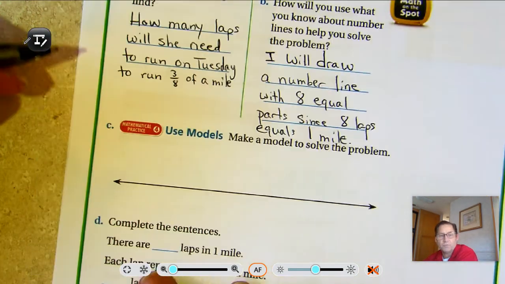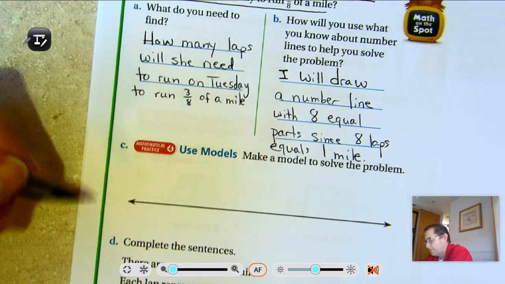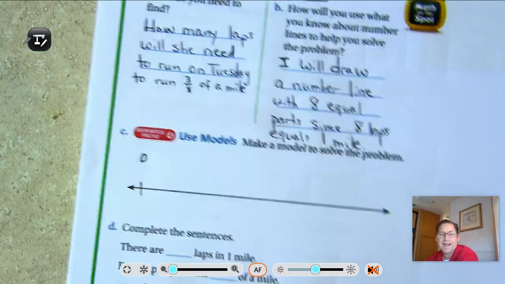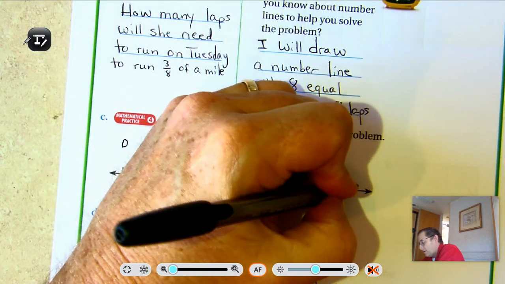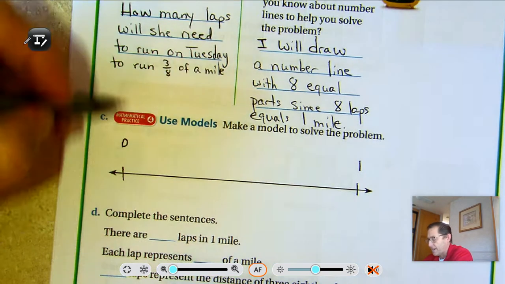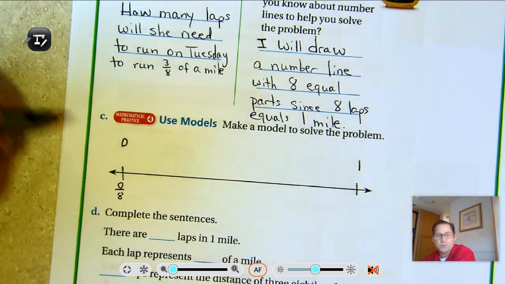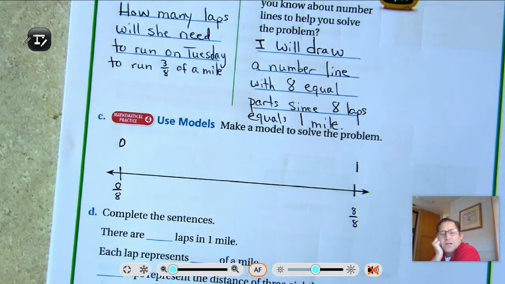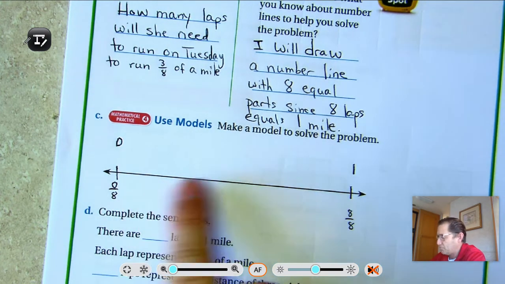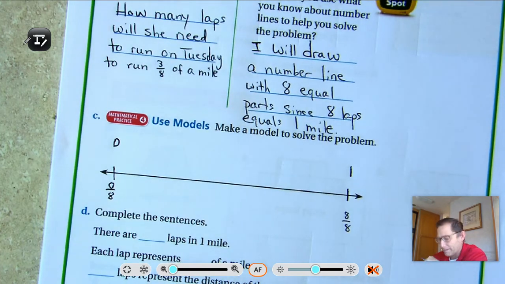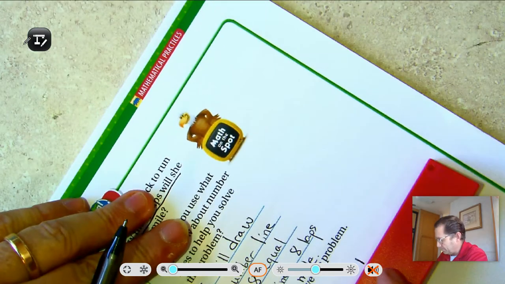And so let's use what we know from our work so far. So we know our very first mark on our number line has to be 0. And we know our last line will be 1. Fraction-wise, the first one will be 0/8, and the last one will be 8/8. So we know that means there's 8 equal sections in this 1 mile.